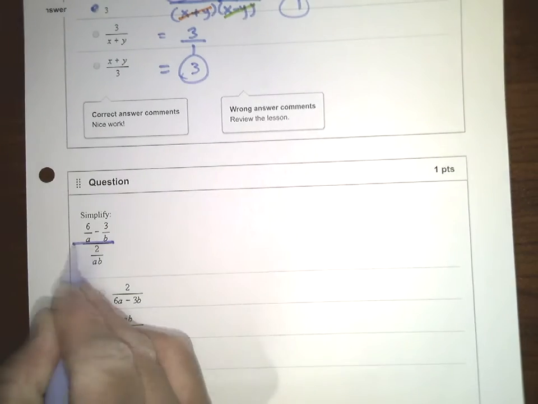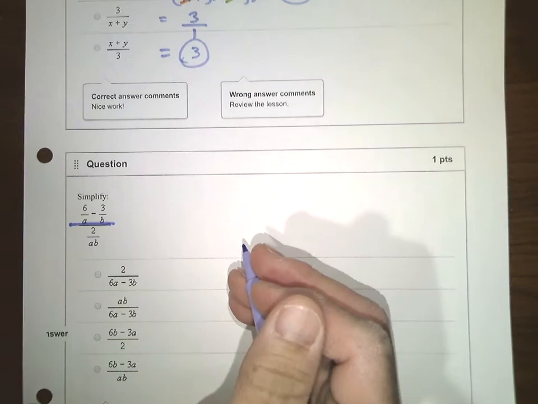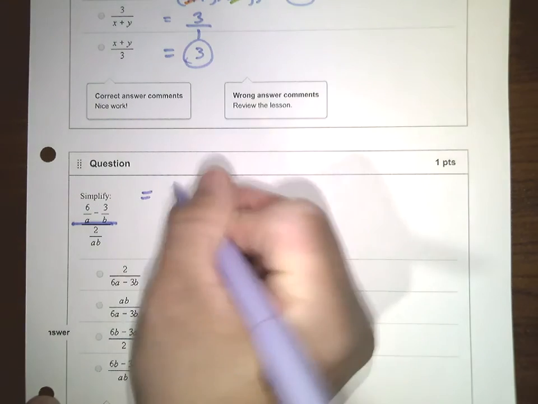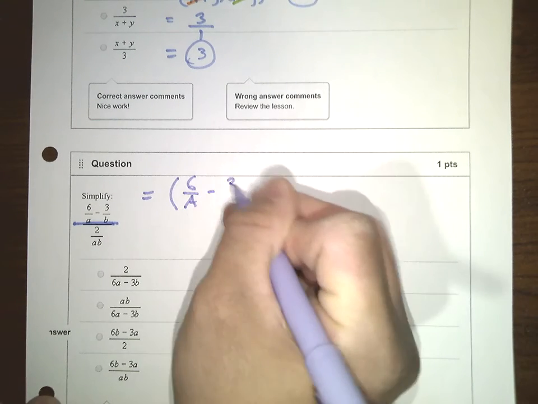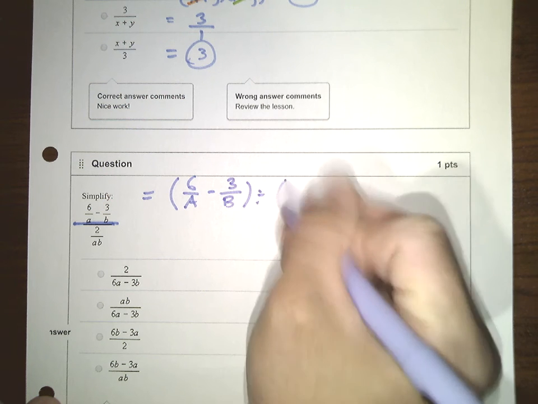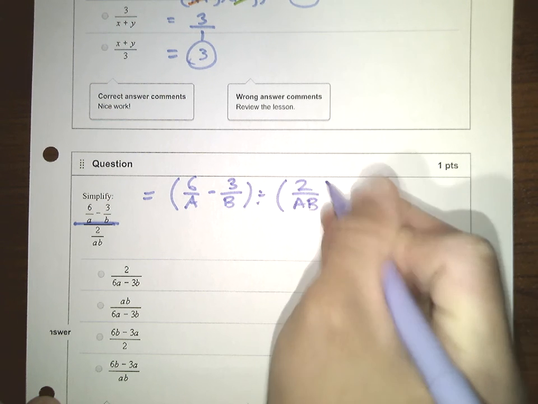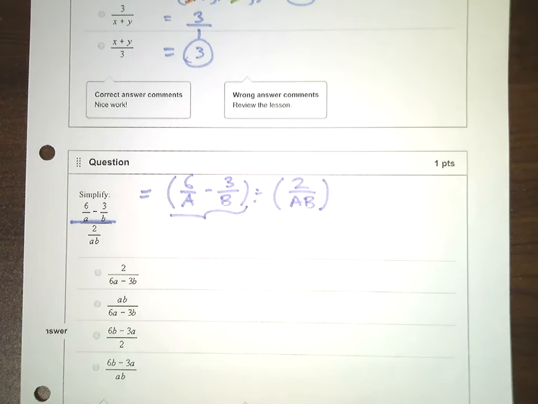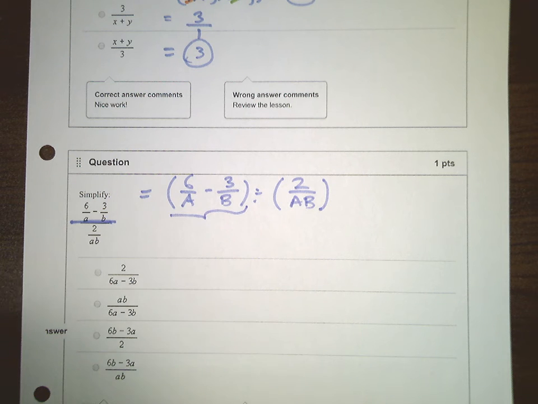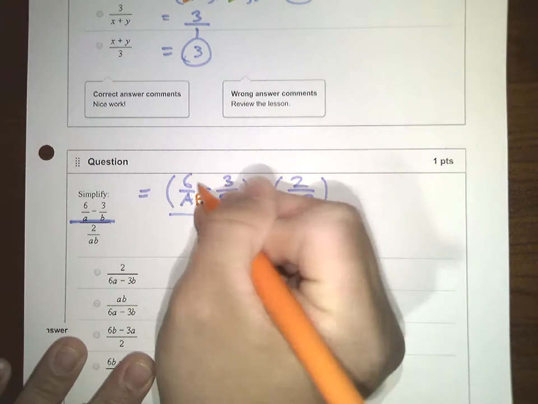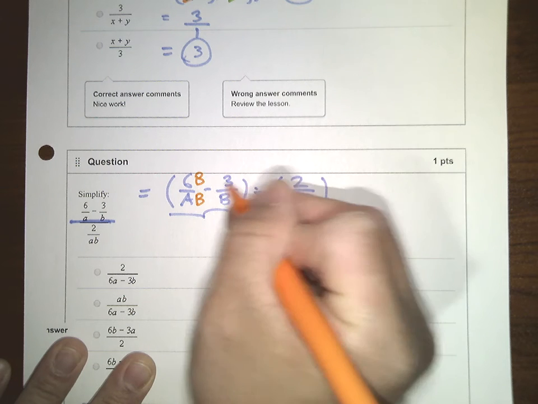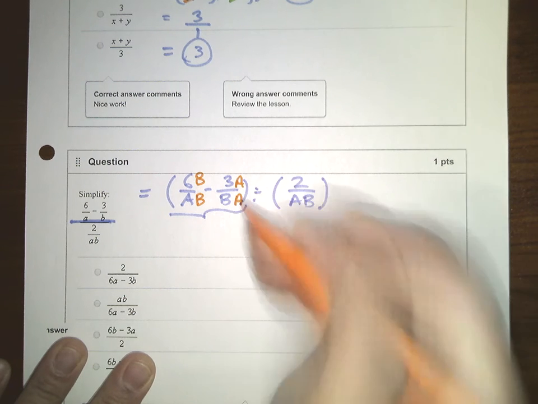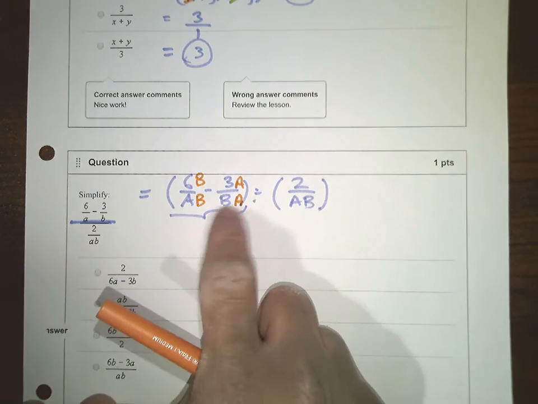So here's another problem. This is also a complex fraction or a division problem. So I have 6 over a minus 3 over b, divided by 2 over ab. And I have to do the subtraction in the first set of parentheses here. So I see that the common denominator will be ab. So I multiply by b over b and then a over a, so that they're both ab.